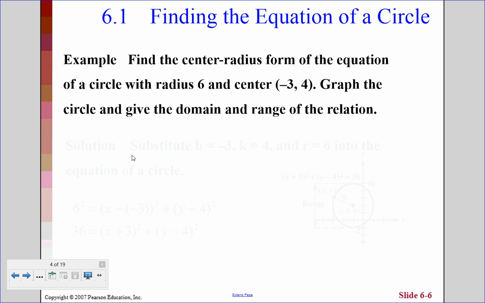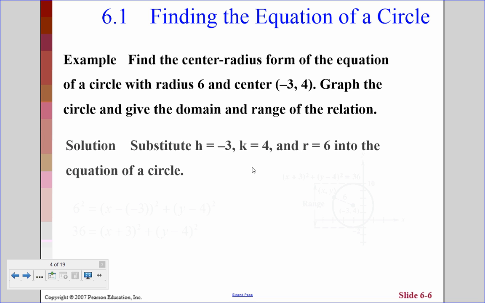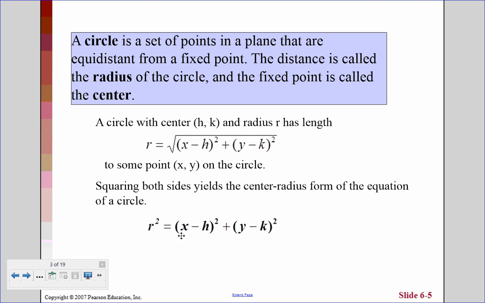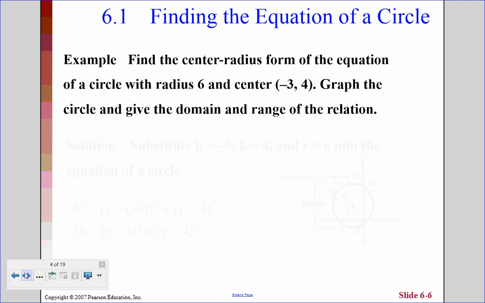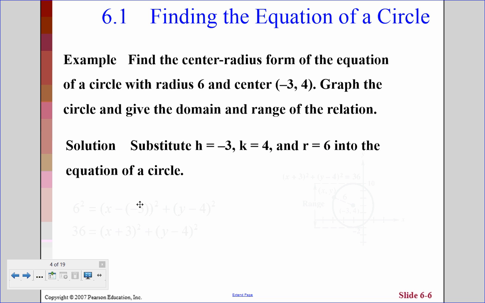Okay, so to do that, we just had that circle equation on the last page here. This r squared equals (x minus h) squared plus (y minus k) squared. So the h and the k are the center of the circle. h goes with the x and k goes with the y. Alphabetical order, h, i, j, k. x goes before y, so the h and the k go alphabetically in order. Okay, so to do that, we're just going to substitute into that equation.